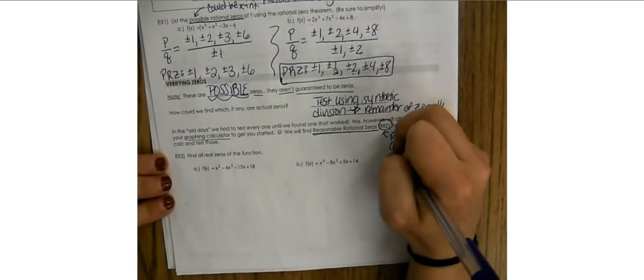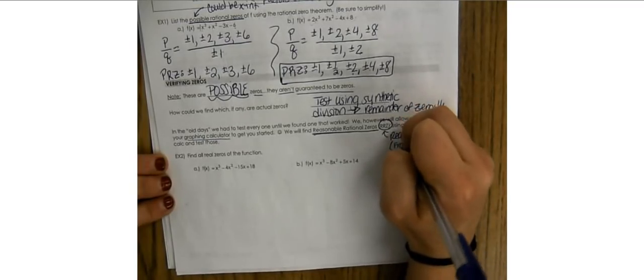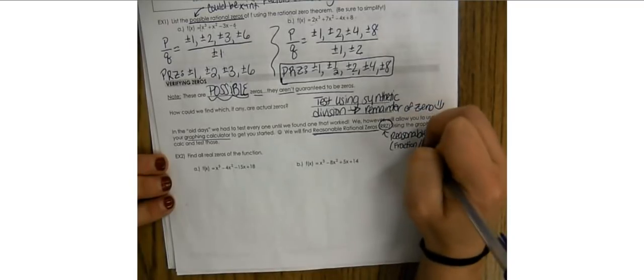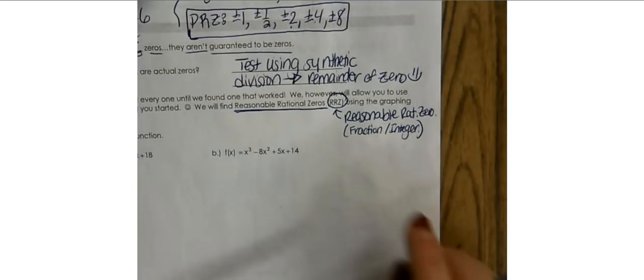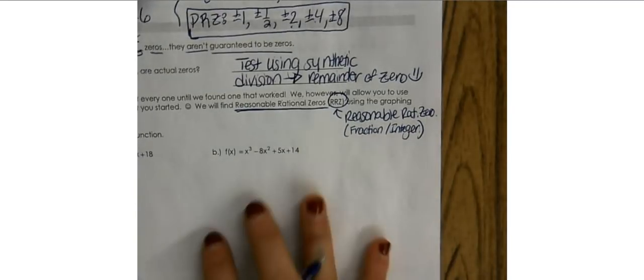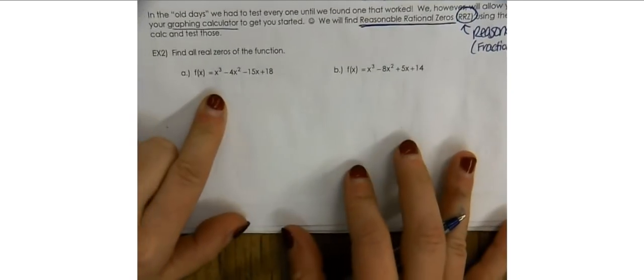Reasonable means that it's a fraction or integer. I'm going to zoom this in. A reasonable rational zero using our graphing calculator. So, all right, what we're going to do is I'm going to take out my graphing calculator, and I'm going to start.